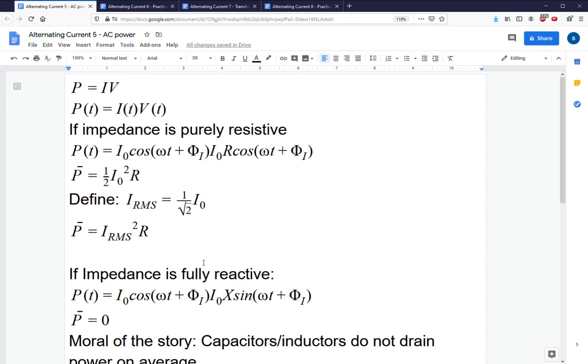So I'm going to start off with a blanket statement that for any point in time, the power at that point in time is equal to the current at that point in time times the voltage at that point in time. P equals IV. Now, you may think that this is simple, and yes, this part is. However, this is known as the instantaneous power, and it's not typically what we are interested in.